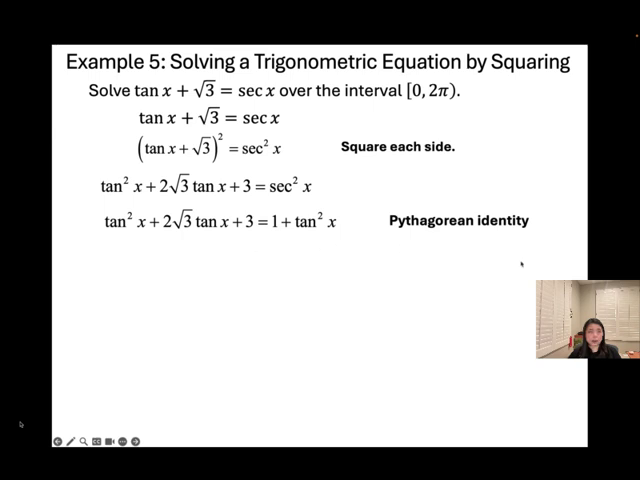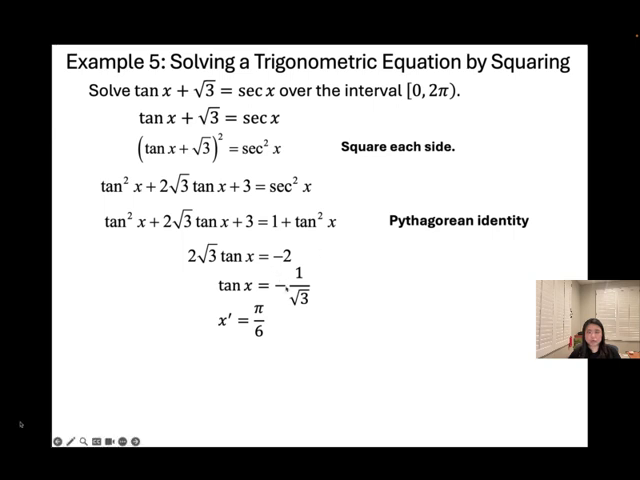And then I'm going to combine the terms. I cancel out the tangent squared x. And then I'm going to subtract 3 from both sides. Simplify it. You're going to get tangent x equal to negative 1 over square root 3. And then find the reference angle. That will be pi over 6.